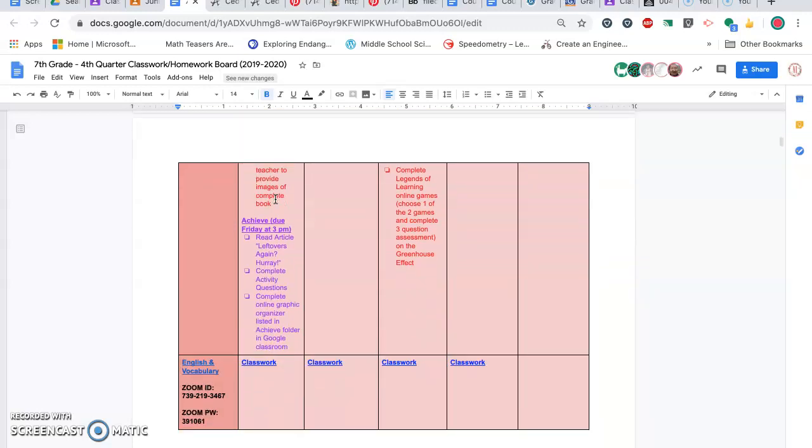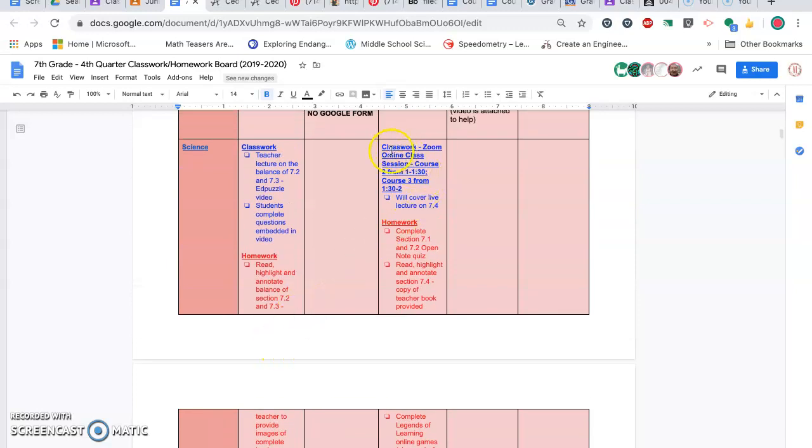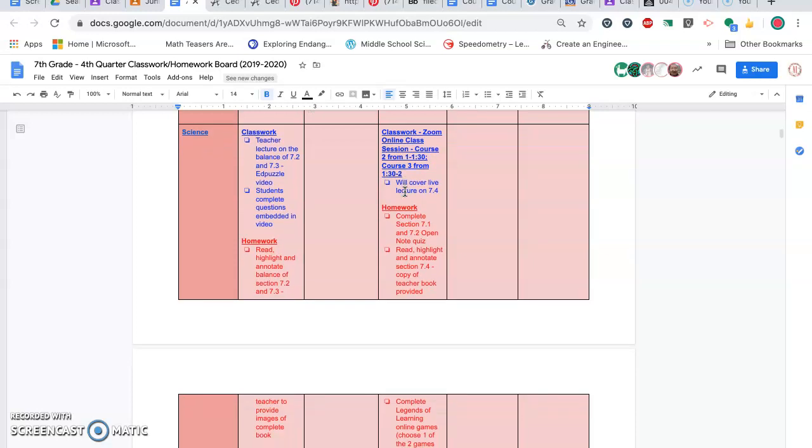I also want to point out that I've posted the Achieve article for the week. So this week is the Science Achieve. And rather than posting it later in the week, I decided just to post it on Monday. It's not due till Friday, but whenever you have time during the week to get it done, you can do it. And then on Wednesday, we are going to be having a Zoom online class live. Course 2 will be from 1 to 1:30, and Course 3 will be from 1:30 to 2, and I will go over Section 7.4 at that point.